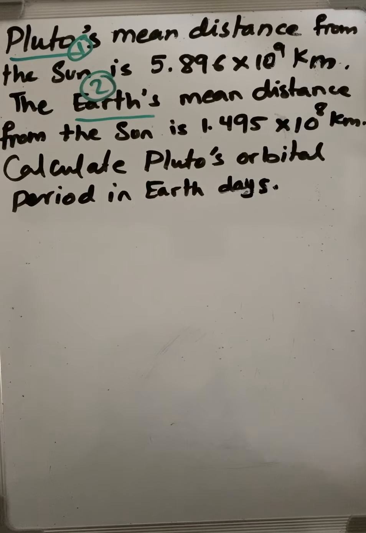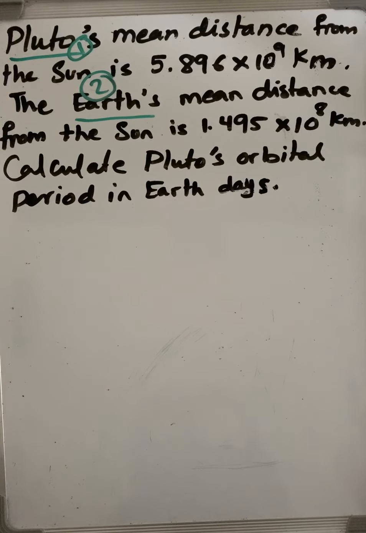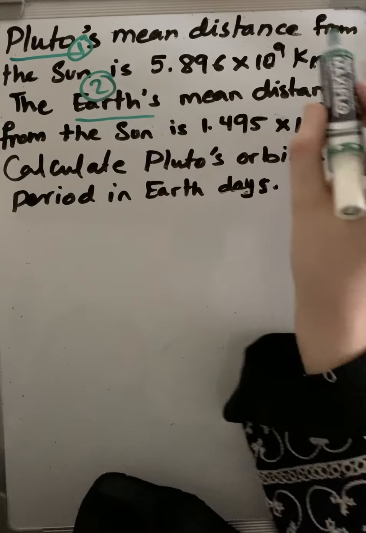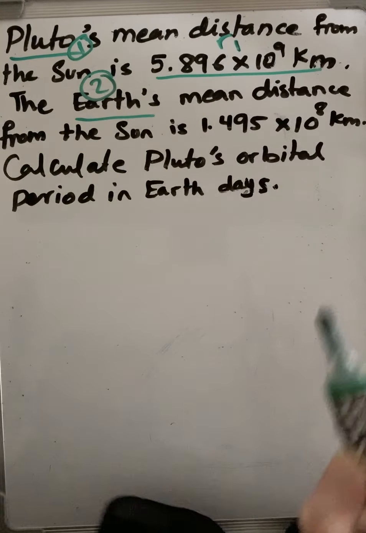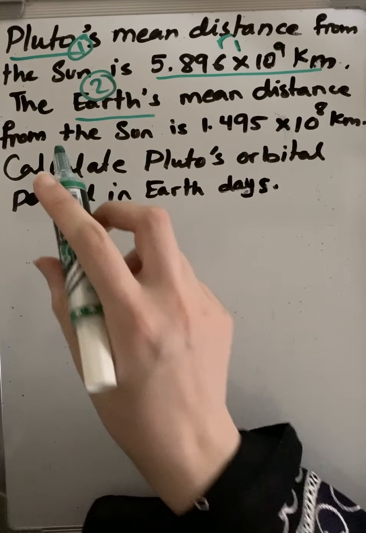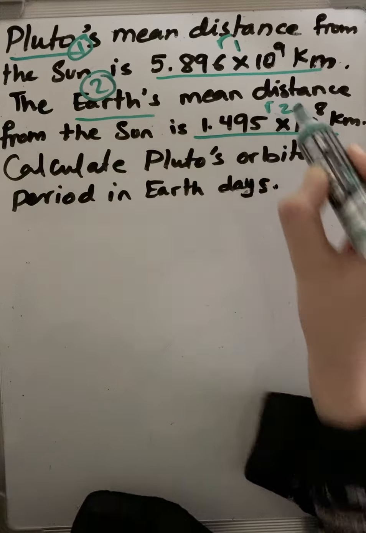As you can see here, I named Pluto, the first planet, number 1, and the Earth as number 2. If you switch them, it's also correct. It's not wrong. What givens do I have? I have Pluto's mean distance from the Sun. So this is R1. And I have the Earth's mean distance from the Sun. So this given is simply R2.